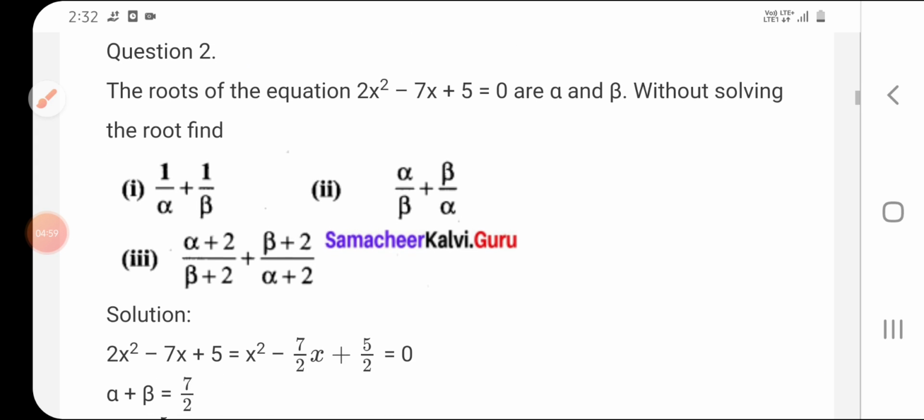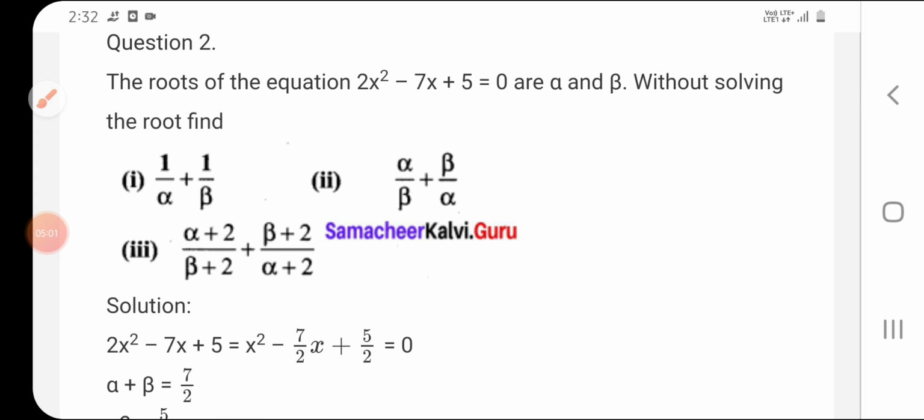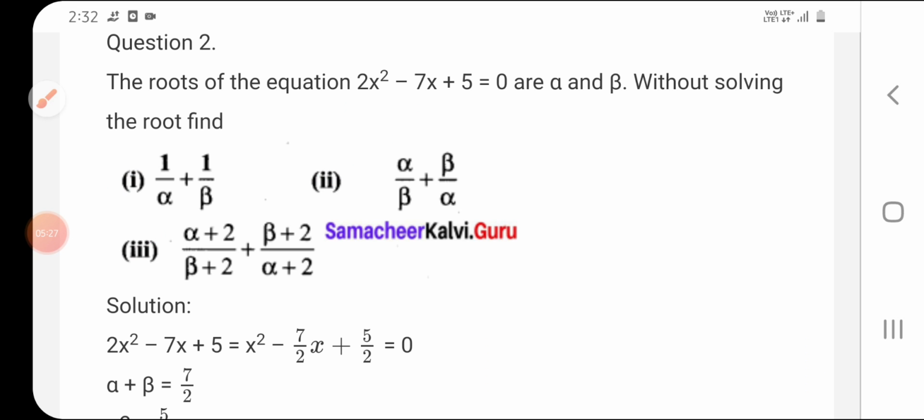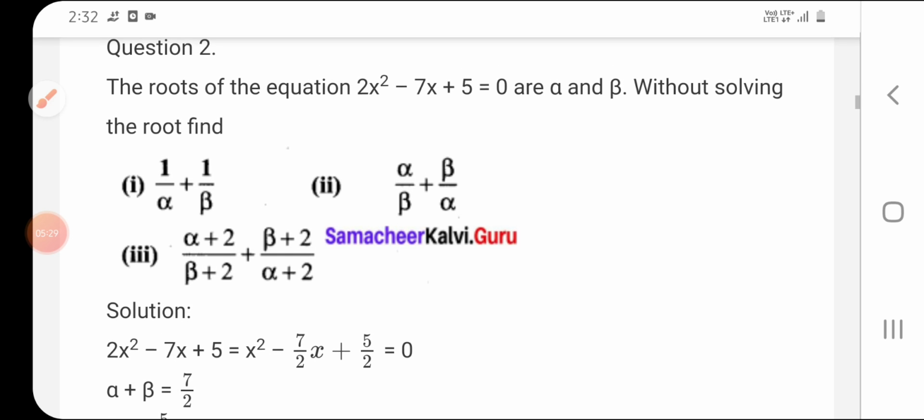Next, question number 2. The roots of the equation 2x square minus 7x plus 5 equal to 0 are alpha and beta. Here the roots of this equation are alpha and beta. Without solving the roots, find 1 by alpha plus 1 by beta, alpha by beta plus beta by alpha, alpha plus 2 by beta plus 2 plus beta plus 2 by alpha plus 2, which is very simple.